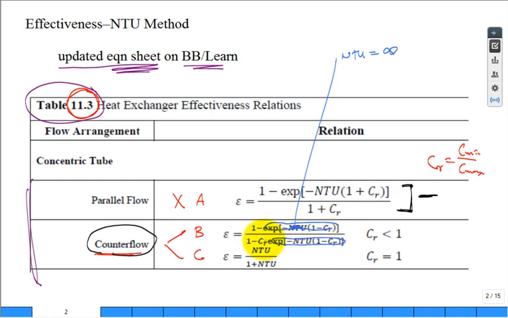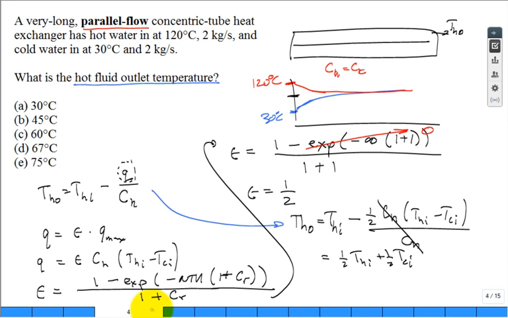So I'm left with effectiveness is equal to 1. Effectiveness is 1 for that problem. Okay, maybe it takes you a little longer, but effectiveness is equal to 1. Then your C min is C hot. I don't have room here, but you run through the same equations, they cancel out, and you get that it still comes out 30. The hot fluid still comes out at 30 degrees.